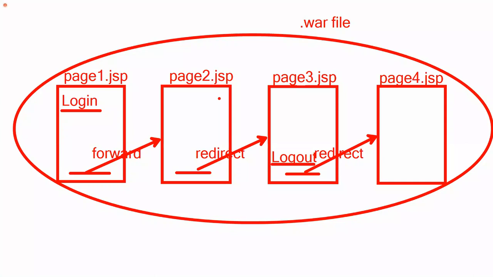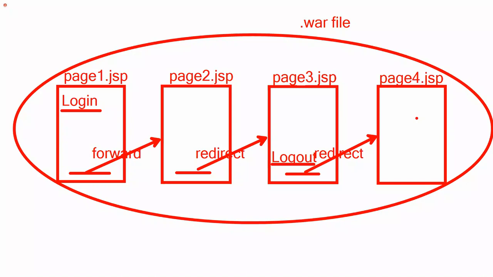In page 2.jsp, three. Which book is not accessible? Book 1, not accessible. In page 3, how many books can we access? Two books. Which are not accessible? Book 1, book 2. In page 4, how many books can we access? One book. Which book? Book 4.